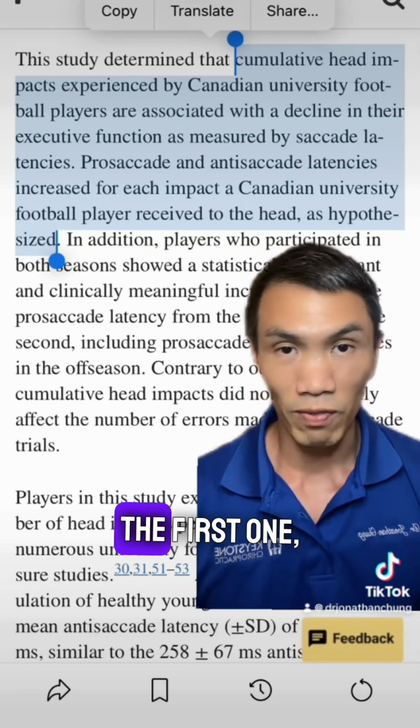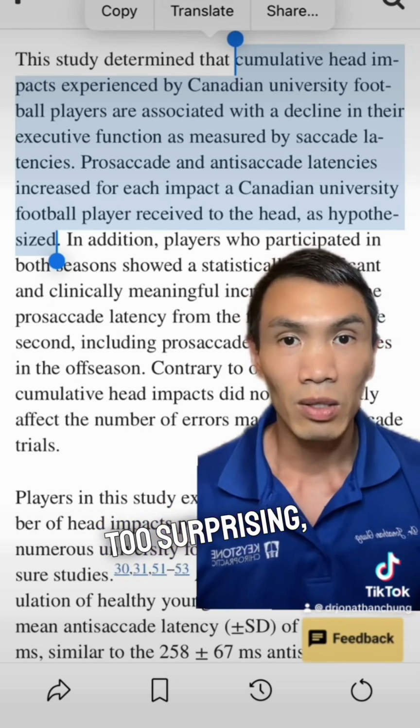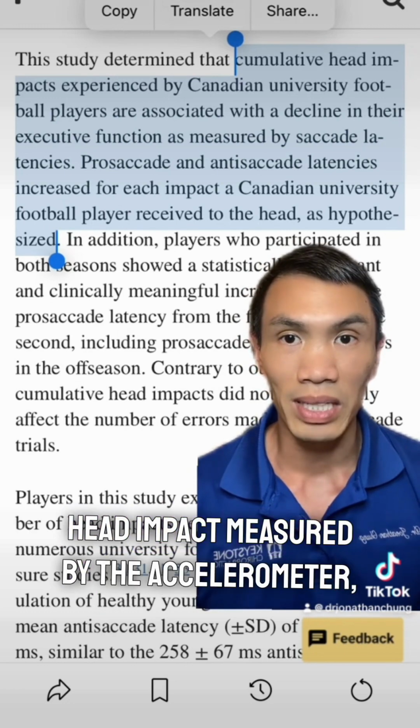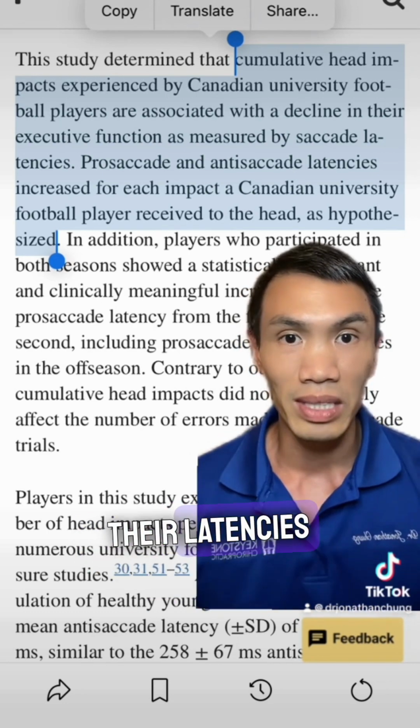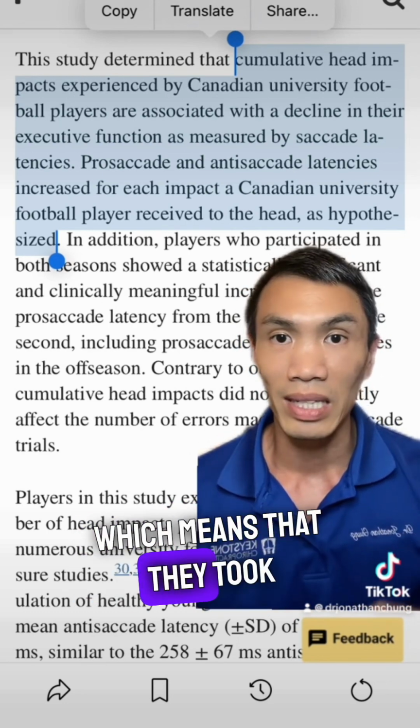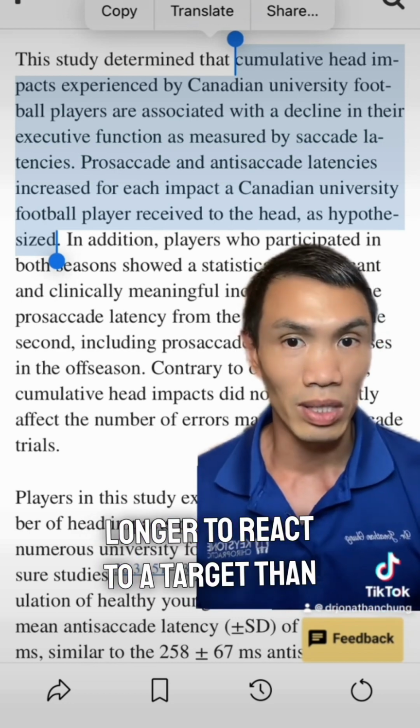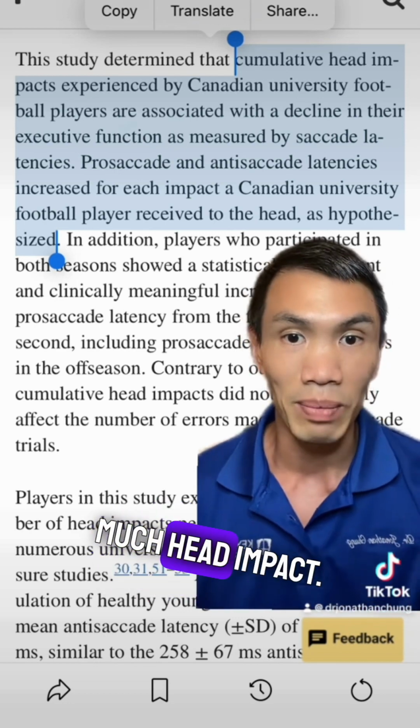Here are some of the findings. The first one, which was not too surprising, was that the more head impact measured by the accelerometer, the more that their eye movements started to suffer, meaning that their latency started to increase, which means that they took longer to react to a target than the players that didn't take as much head impact.